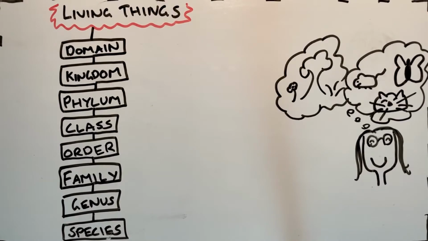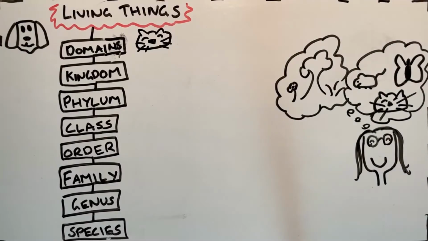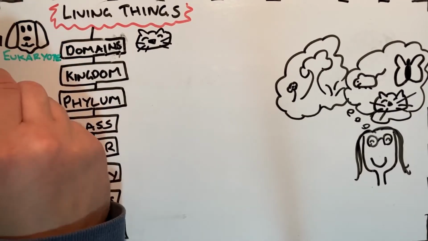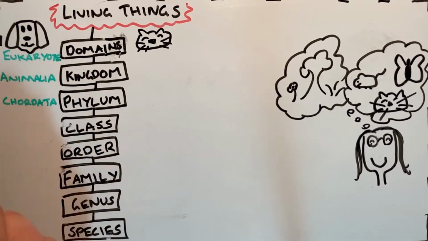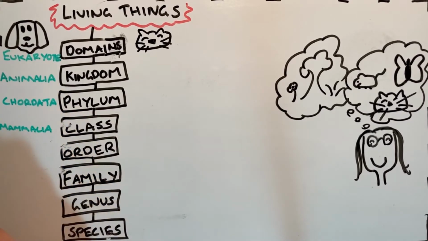So to give a quick reminder, let's look at cats and dogs. Cats and dogs are both living things. They are made of cells with a nucleus, so they're part of the eukaryote domain. They're both animals, so they're part of kingdom Animalia. I'm going to come back and look at this later. They have a backbone, so they're part of Chordata phylum.